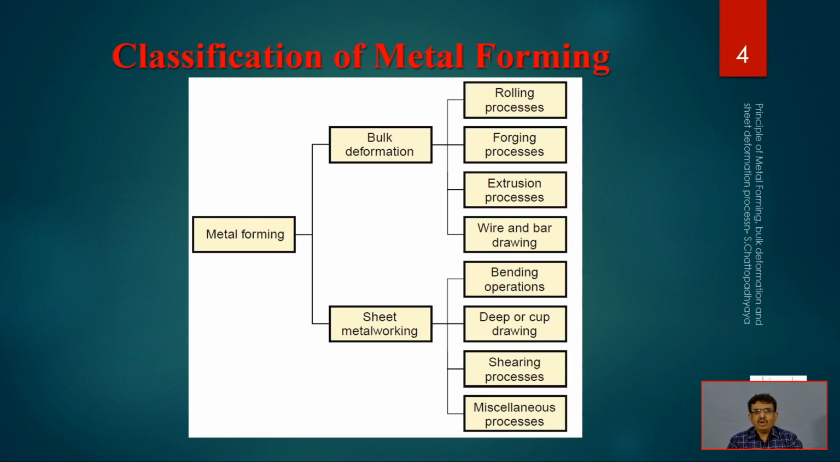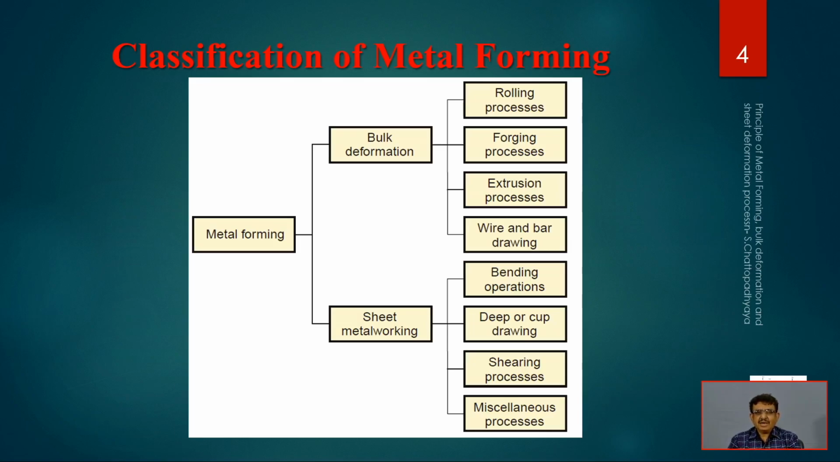And the next one is wire and bar drawing. That means the material is pulled. Similarly, instead of applying compressive force, it will be pulled against a die, and through that die it will continuously take on those typical shapes. Mainly wire and similar things are produced this way, and the operation is known as wire or bar drawing. If wire is produced, wire drawing. If bar is produced, bar drawing.